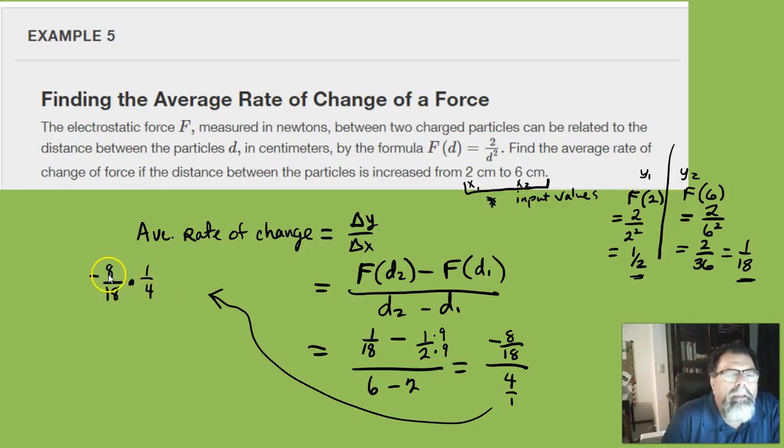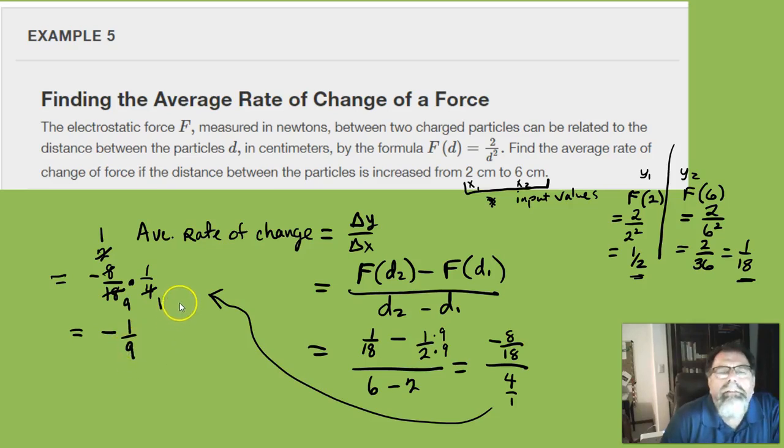Let's see, I can take 2 out of this one. 4 divided by 8 is 2. 4 divided by 4 is 1. So then I get negative 2. Oh, and then I can reduce 2 and 18. 2 divided by 2 is 1. 18 divided by 2 is 9. So I get negative 1/9.